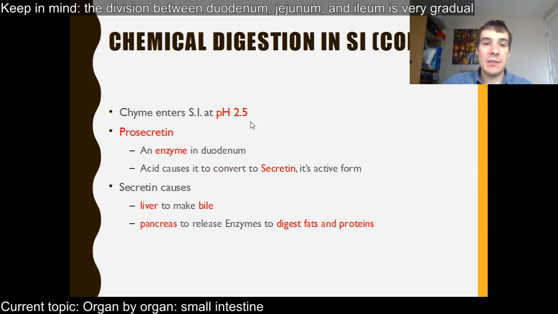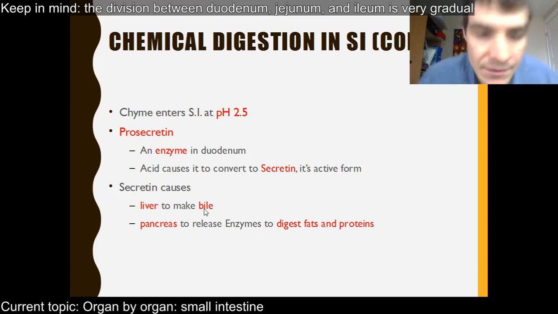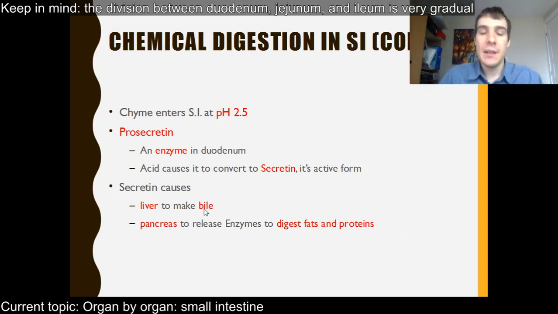Chyme comes in at pH 2.5. This activates secretin. Secretin tells the liver to make bile and the pancreas to make enzymes that digest fats and proteins. Bile from the liver also helps break down the fats. Bile kind of physically breaks up the fats. It's a chemical sense, but it's like using salts, using electric charges to break up the fats into smaller pieces. And then the enzymes actually digest the fats.